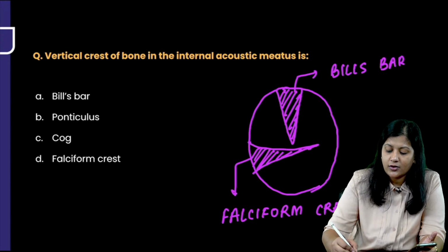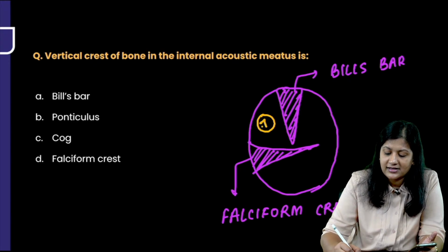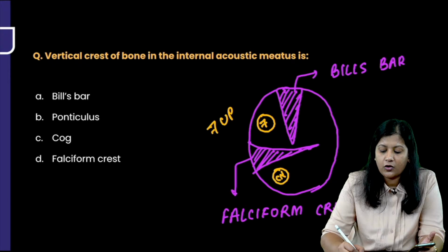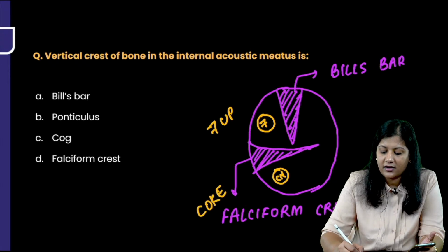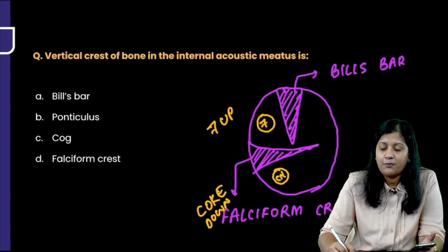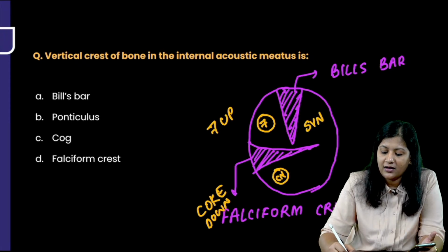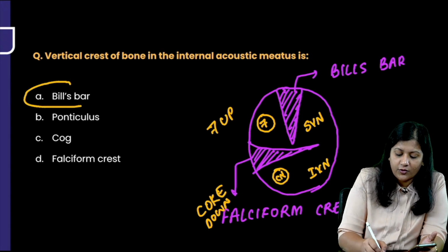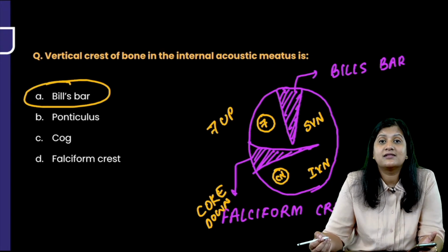In the antero-superior part, you have the 7th nerve. Antero-inferior part, you have the cochlear nerve. And I'm sure everybody knows this mnemonic, 7 up, coke down. So the cochlear nerve is down and the 7th nerve is up. And then in the posterior quadrant, you have the superior vestibular nerve and the inferior vestibular nerve. So the vertical crest of bone is going to be your Bill's bar.